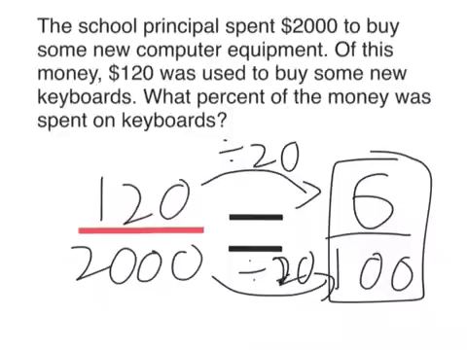And so our answer to the problem, I'm going to kind of squeeze it up here, is 6%. So the principal spent 6% of the money on keyboards.